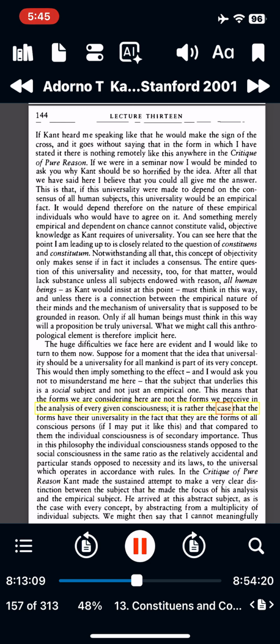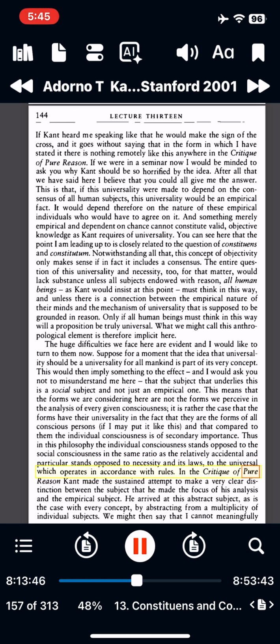It is rather the case that the forms have their universality in the fact that they are the forms of all conscious persons, if I may put it like this, and that compared to them the individual consciousness is of secondary importance. Thus in this philosophy the individual consciousness stands opposed to the social consciousness in the same ratio as the relatively accidental and particular stands opposed to necessity and its laws, to the universal which operates in accordance with rules.